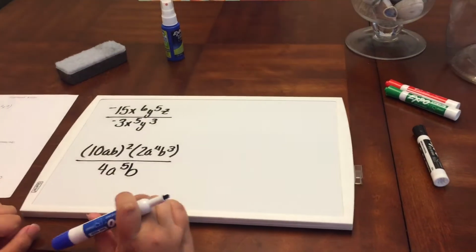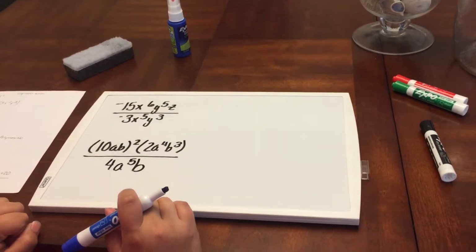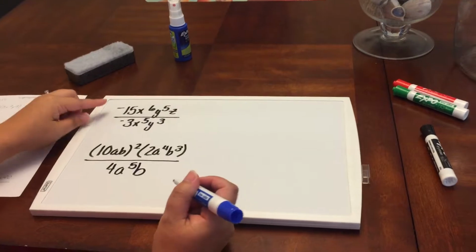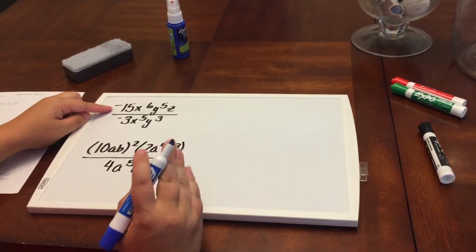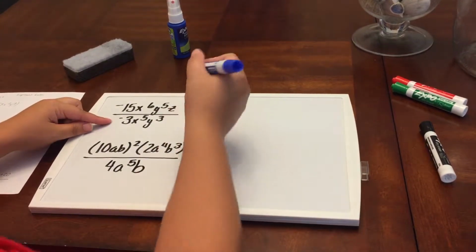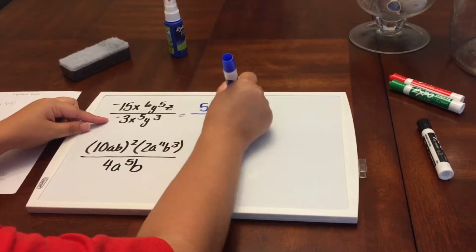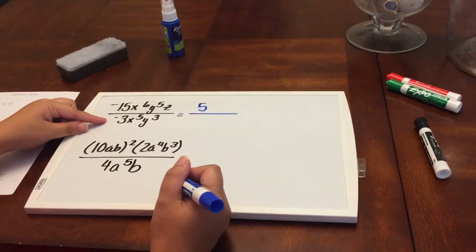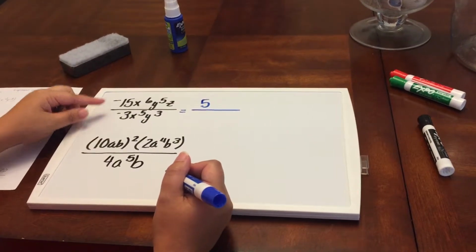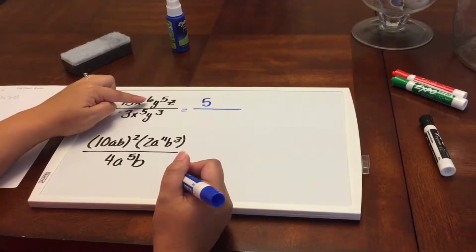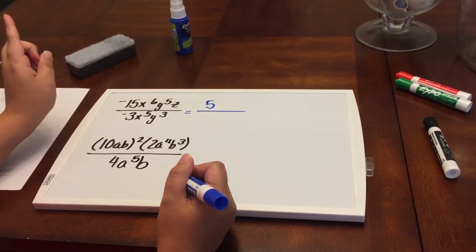In this next video, we're going to talk about dividing our exponents. Once again, we're going to start with the coefficients. You'll do the regular division here. So negative 15 divided by negative 3 is 5. So it's going to stay up in the numerator. Then you're going to deal with your x's because those are like terms. So 6 minus 5 is 1x.